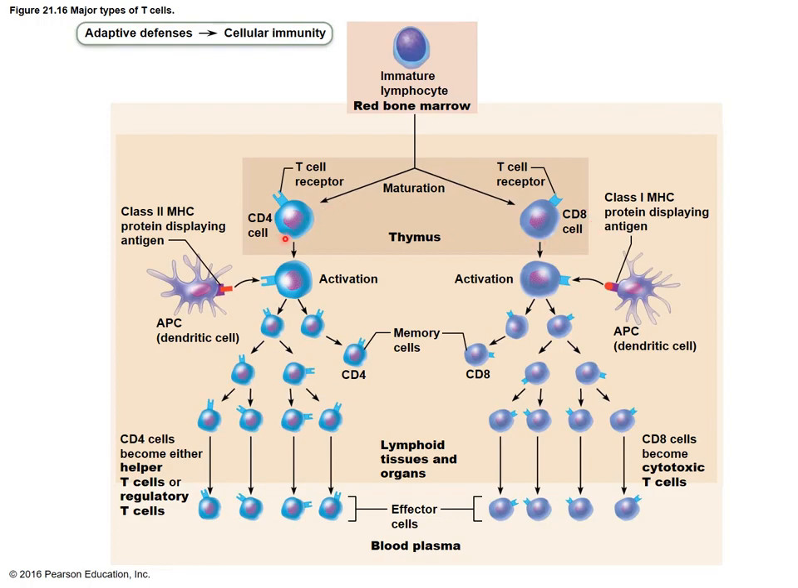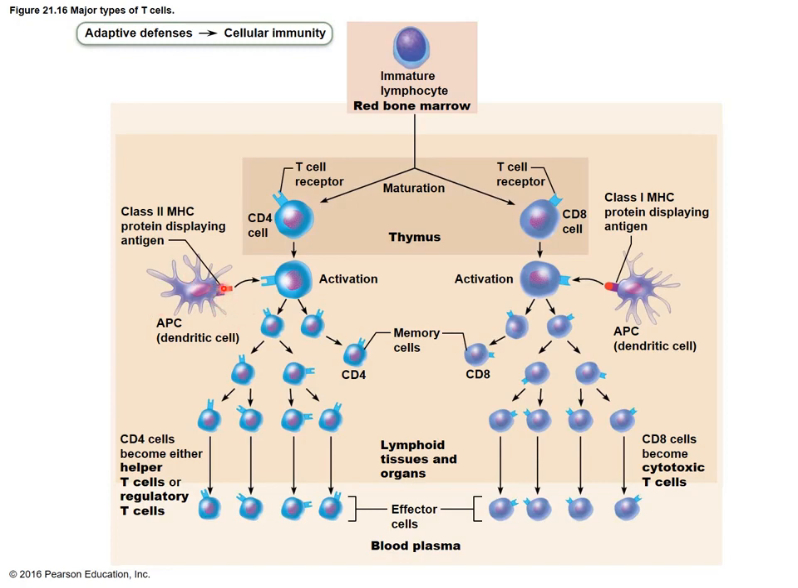CD4 cells are going to become activated by antigen-presenting cells or dendritic cells. Dendritic cells are a type of antigen-presenting cell. Now, in this case, the class 2 major histocompatibility complex protein is being displayed. What has happened is the antigen-presenting cell has engulfed a foreign cell. It recognized something foreign and engulfed it, and it is displaying certain markers.